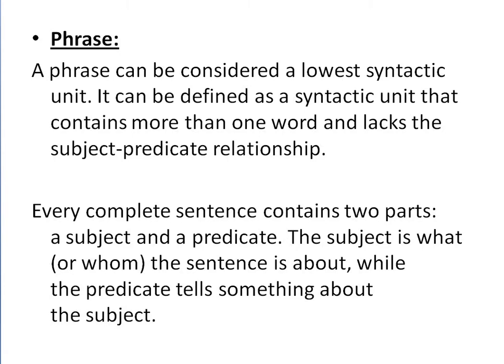Every complete sentence contains two parts, a subject and a predicate. The subject is what or whom the sentence is about. The subject, we all know, is the doer of the action, or the one for whom the sentence is about, while the predicate tells something about the subject.